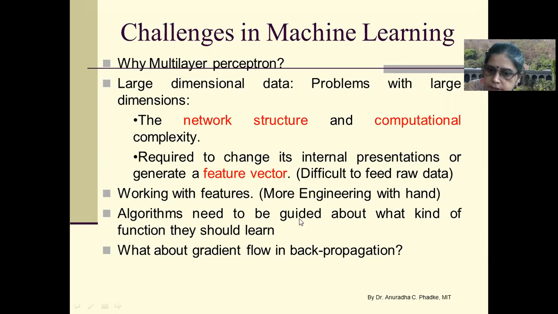Then algorithms need to be guided about what kind of function they should learn. So we should guide the algorithm properly. And then we usually use the back propagation algorithm. We need to check whether the gradient is appropriate, because if the gradient becomes too small, your weights won't be updated properly. So these are various challenges when we go for multi-layer perceptron.